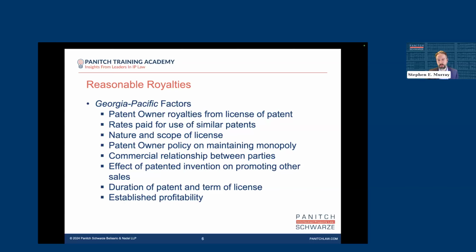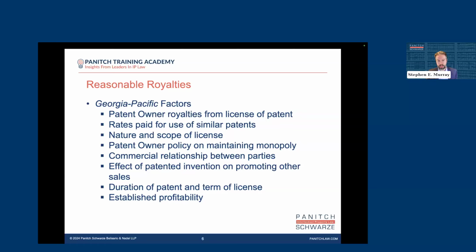So the first one you have is patent owner royalties from licensing the patent. This is a straightforward factor. If the patent owner already has licenses out for the patent, that's pretty instructive as to what the parties would have agreed to in a hypothetical negotiation. If you have a bunch of licenses at 2%, maybe the reasonable royalty ought to be around that figure. Things get more complicated though if, for example, the patent owner's licenses cover multiple patents, and now you have to determine what fraction of that rate is attributable to the patented issue. But having an actual license involving the patent is very good evidence for a reasonable royalty.